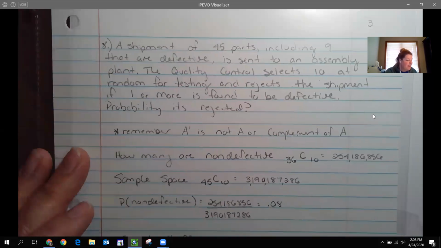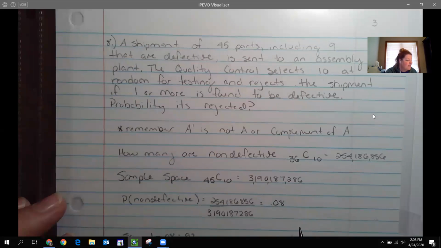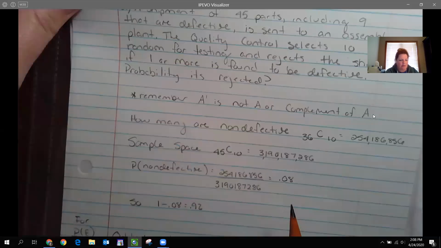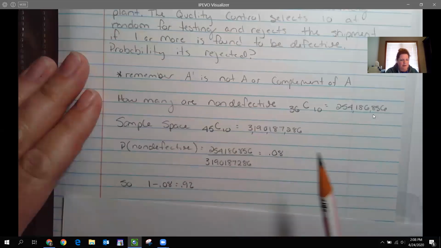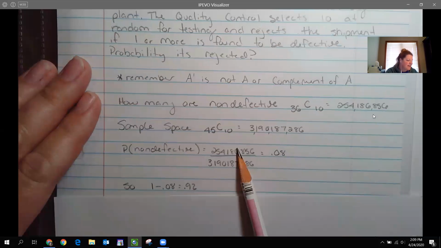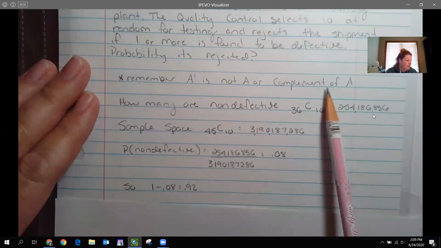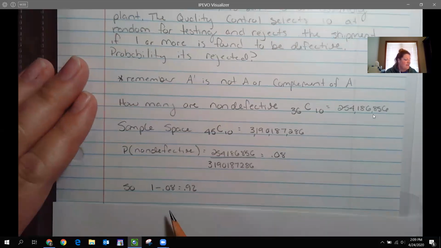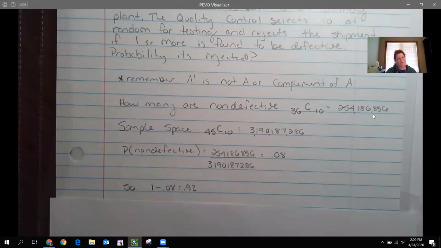So the probability of defective is 0.92, subtracting from 1. Oops, you can't see what I just pointed at. There we go. Okay, so non-defective, we put our number over our number. And the probability of defective is 0.92. Oof, it's pretty high of getting at least one that's defective. Okay, 0.08 or 8% chance of getting non-defective.